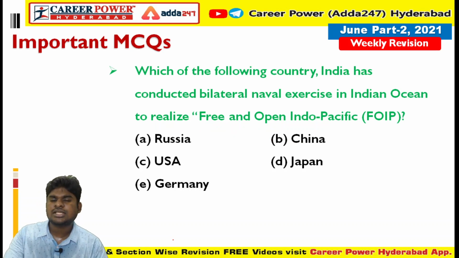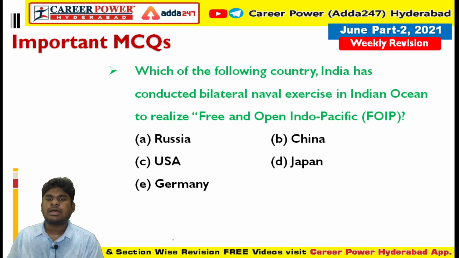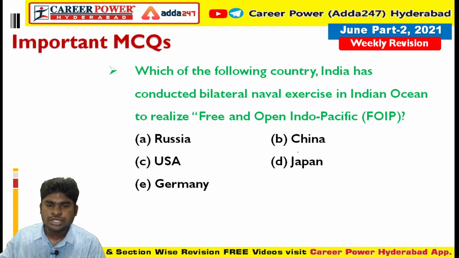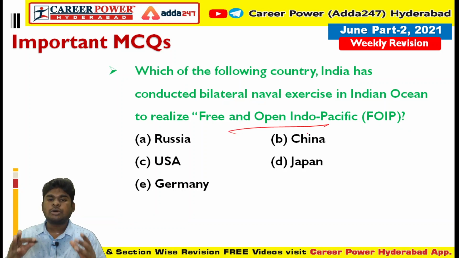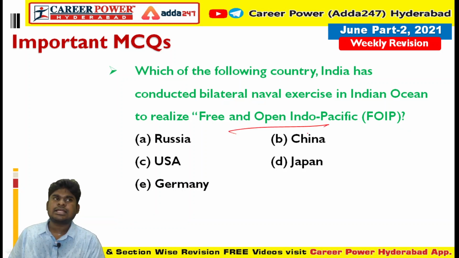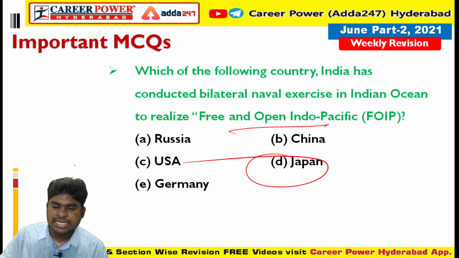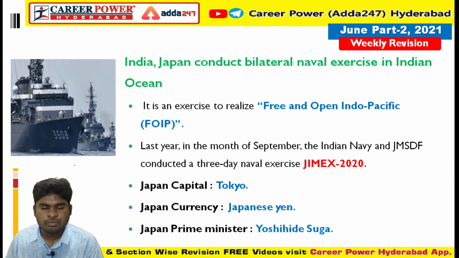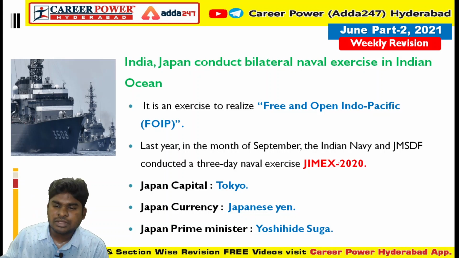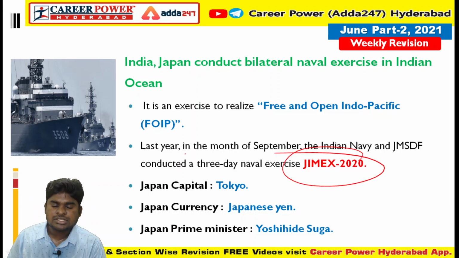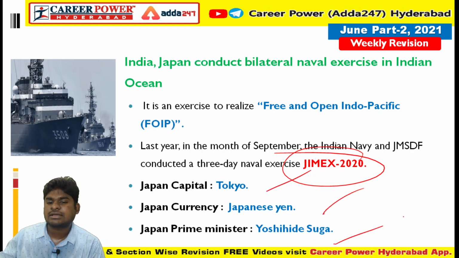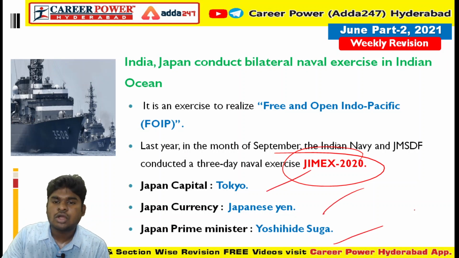So first question is, with which of the following country has India conducted a bilateral naval exercise in the Indian Ocean to realize the free and open Indo-Pacific? Answer is Japan. Last year both of them conducted the JIMX exercise. Japan's capital is Tokyo, Japan's currency is the Japanese yen, and Japan's prime minister is Yoshihide Suga. So please remember all these points.